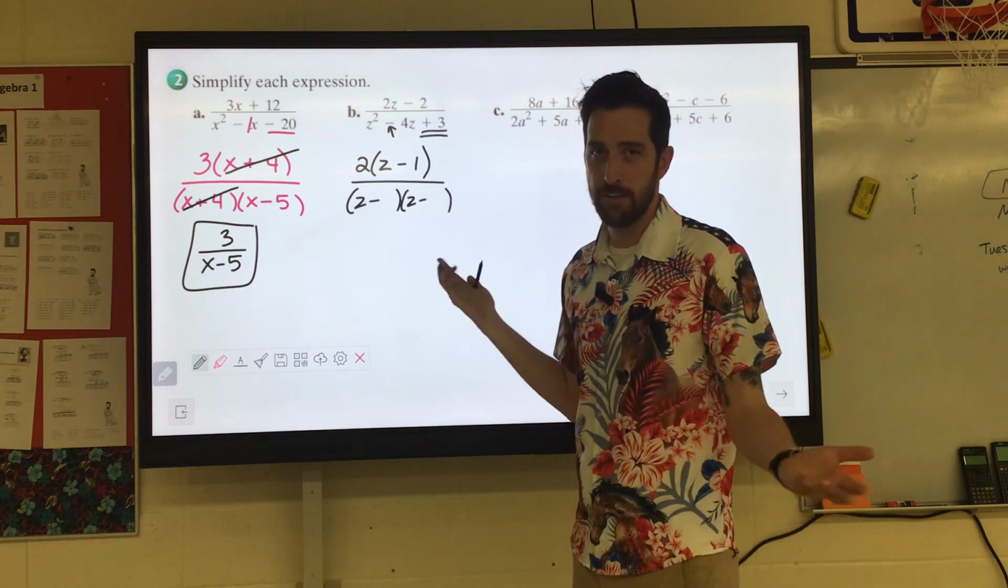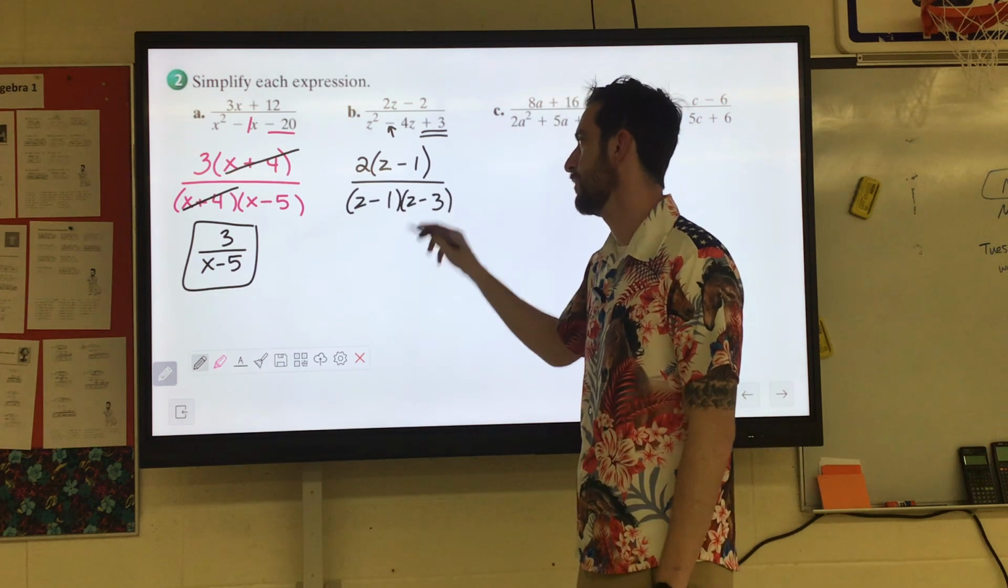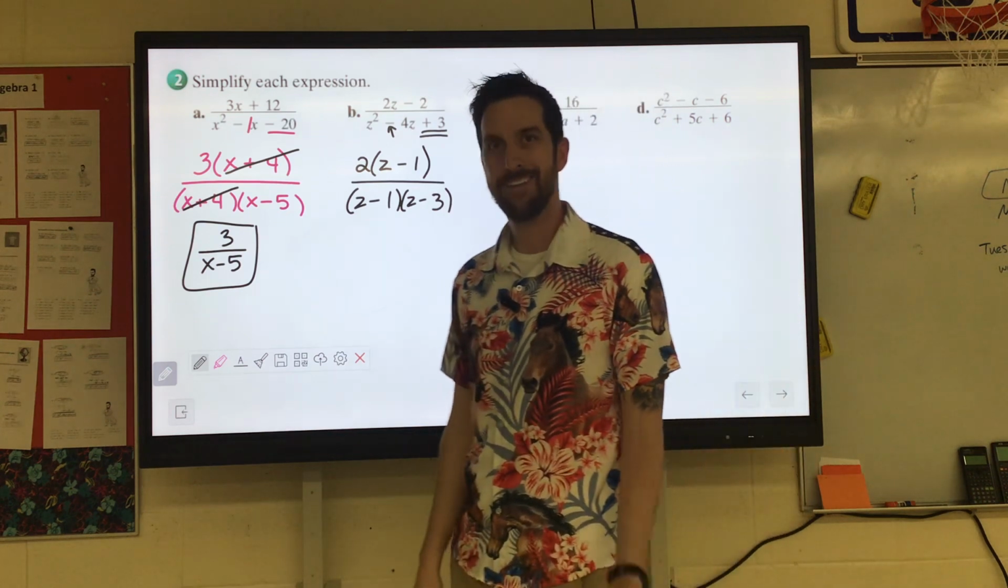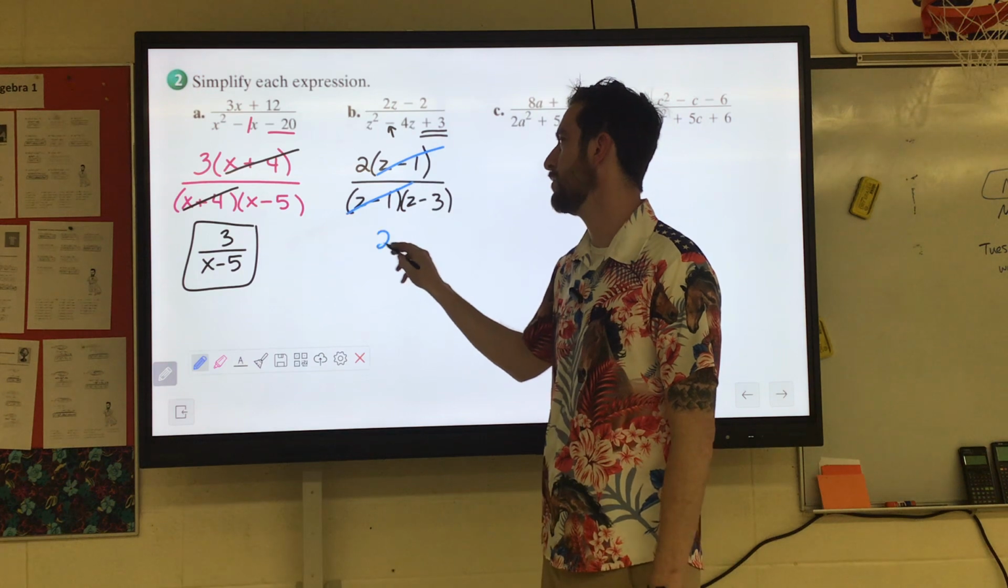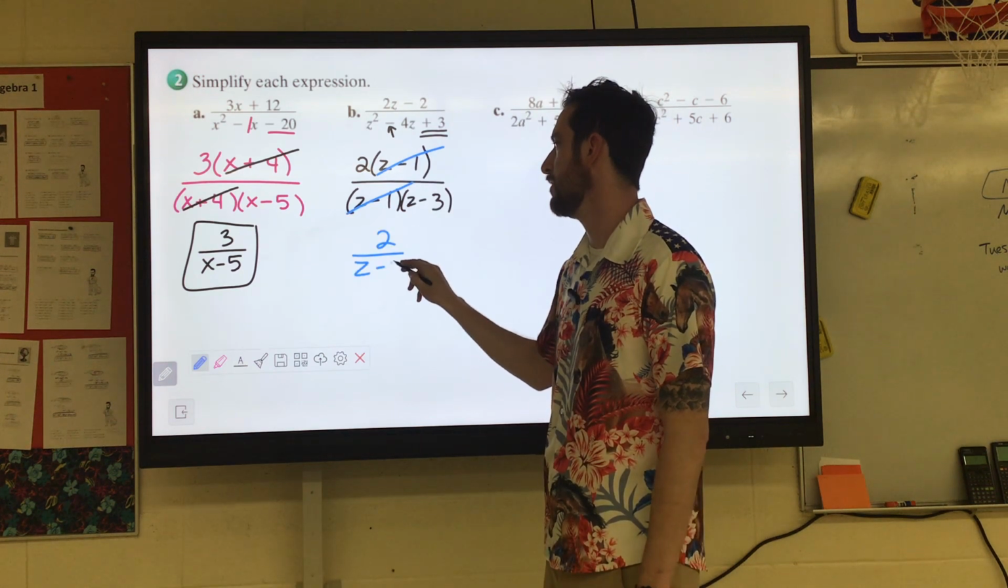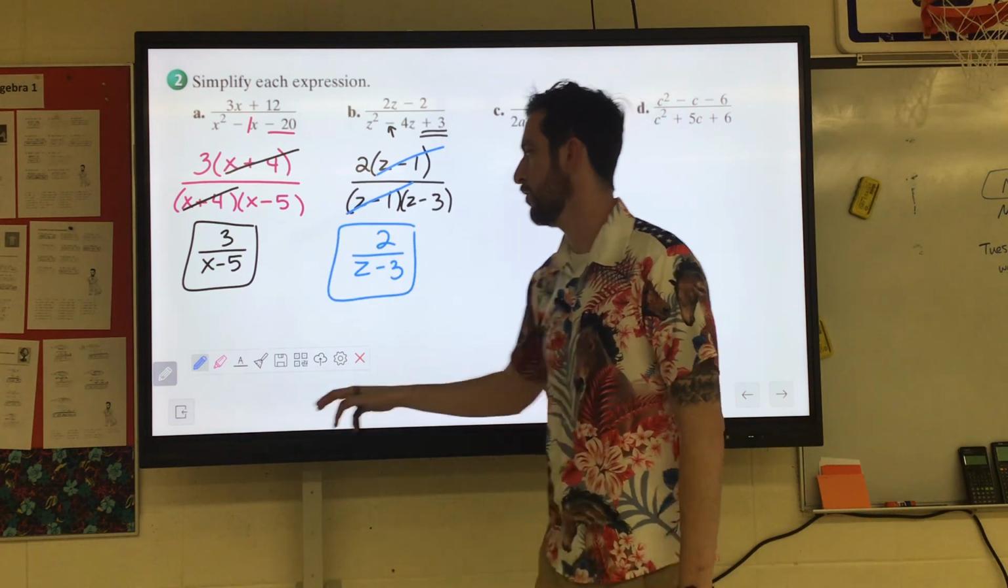Factors of 3, the only factors of 3 are 1 and 3. Anything cancel out? Yeah, this is z minus 1, way to go. We have a 2 up top, we have a z minus 3 in the denominator. Cruising.